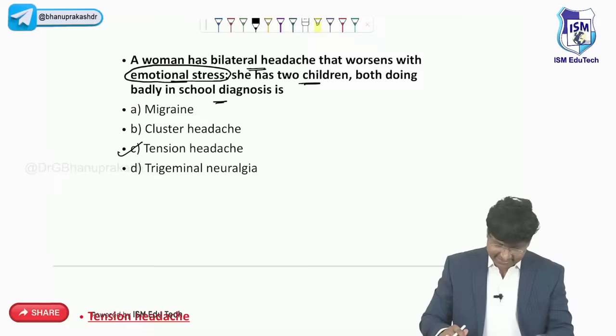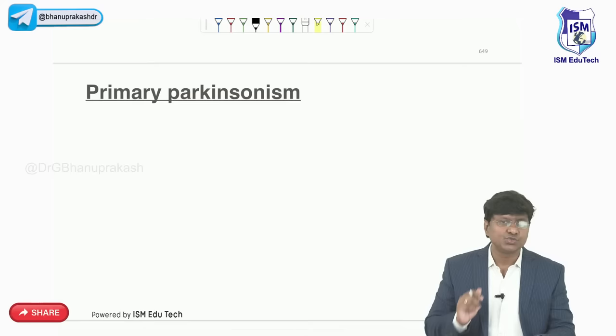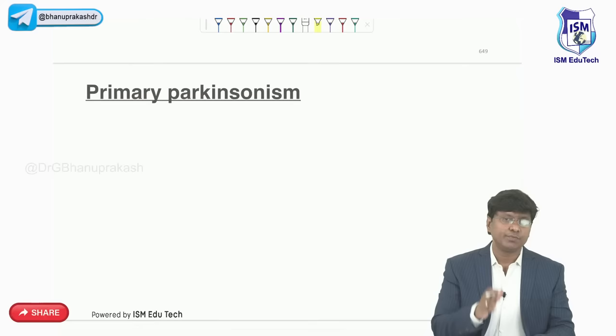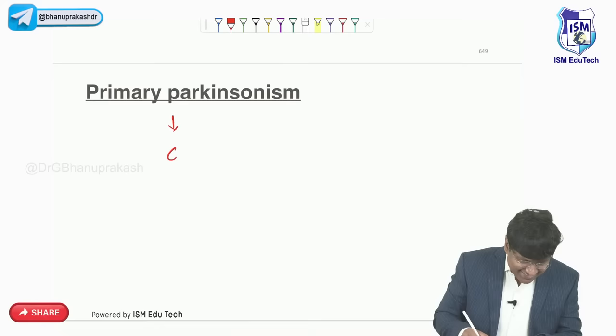The next important topic will be Parkinsonism. In Parkinsonism, we have 2 forms, primary Parkinsonism and secondary Parkinsonism. Primary Parkinsonism is mainly due to gene mutation. Can anyone tell me what is the gene that is being mutated in primary Parkinsonism?